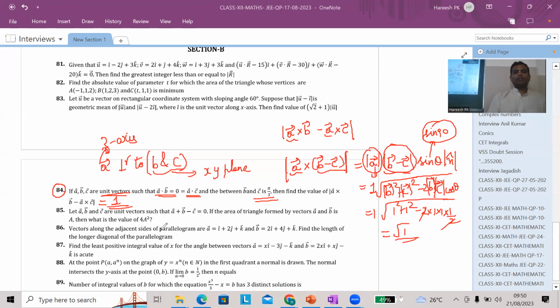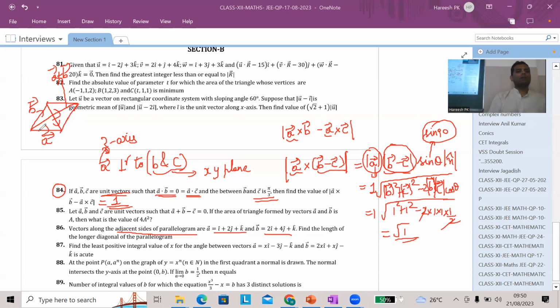See, 86. A and B are the adjacent sides of a parallelogram and they have given vector A and vector B. Now tell me, students, if this is vector A and this is vector B and I complete the parallelogram, what is this diagonal? This is nothing but A plus B. What is this diagonal? That is A minus B.